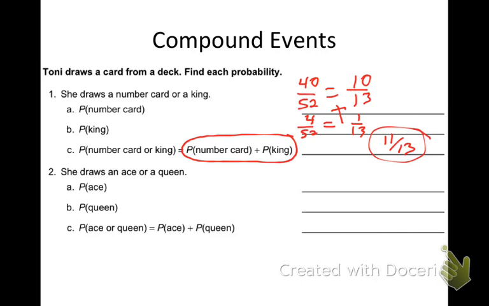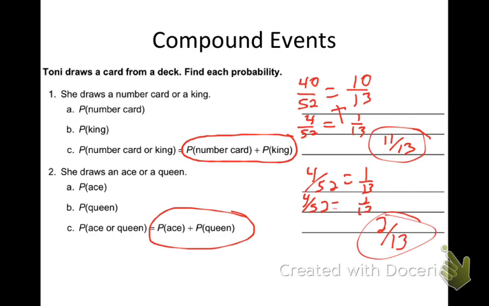Number 2, she draws an ace or a queen. Well, what's the probability of drawing an ace? How many aces are there, Jack? 4 out of 52, or 1/13. What about a queen? What's the probability of grabbing a queen, Mark? 4 out of 52, which is 1/13. So what's the probability of grabbing an ace or a queen? It would be 2/13, because you'd add the two probabilities.